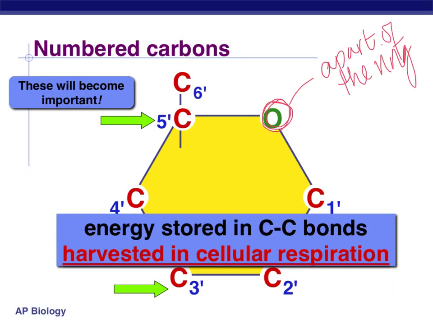Okay, so when you have a 5-carbon ring structure, all the carbons will be in the ring. When you have a 6-carbon ring structure, one of the carbons will not be in the ring. It will sit above the ring. So that's one of the reasons why we number these. And they're numbered as primes. We always find the oxygen, and then we go down from the oxygen. So in this direction, this carbon would be 1 prime, this one is 2 prime, 3 prime, 4 prime, 5 prime. And because this is a 6-carbon sugar, the 6th carbon sits on top of the 5th carbon, and that one would be 6 prime.